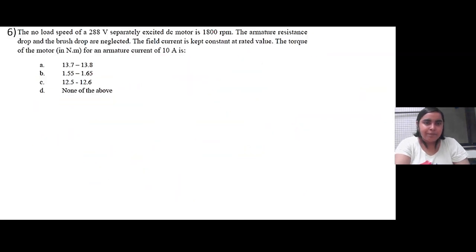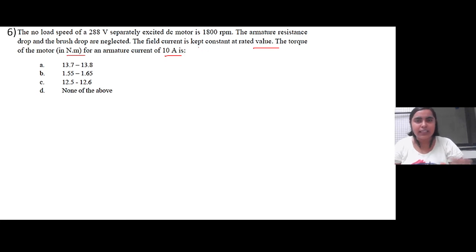Okay, so for this question it is given that at no load the speed of a separately excited DC motor is given as 1800 rpm, and the armature resistance drop and the brush drops are neglected. The field current is kept constant at the rated value, and the torque in the motor is to be calculated in Newton meter for an armature current of 10 ampere. So in one of the conditions it is given about the RPM, and in the next it is given the load current in relation with torque.